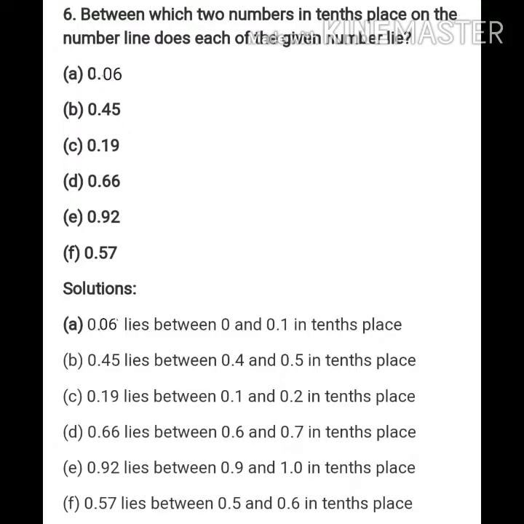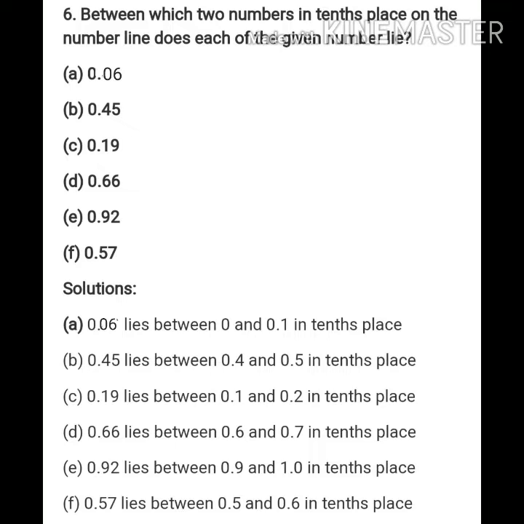Question number 6. Between which two numbers in 10th place on the number line does each of the given numbers lie? In this question, we have to find which two numbers the given number lies between, according to the 10th place. For this, we will consider only the 10th place. If we have digit n at the 10th place, that means the number lies between n and n plus 1.